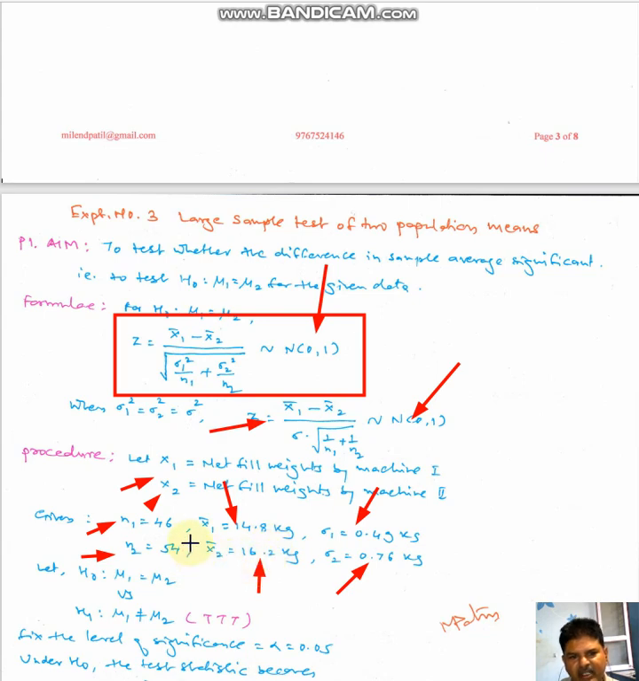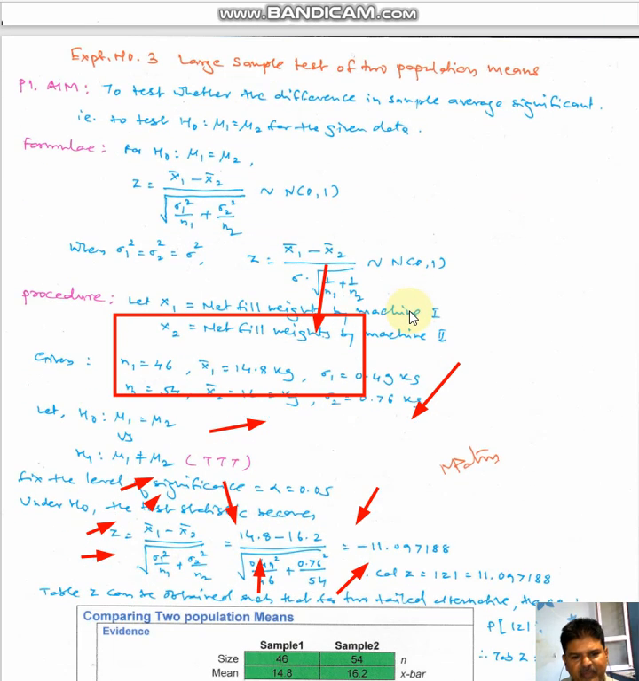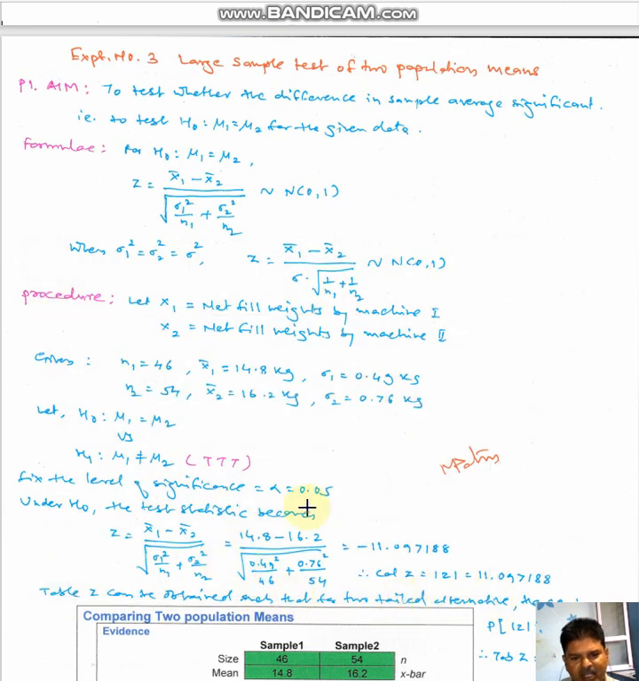So what is our null hypothesis? The null hypothesis is mu1 equal to mu2 versus the alternative hypothesis. What is the alternative hypothesis in this case? It is mu1 not equal to mu2. Right? So what is the formula in this case? The formula is this one.